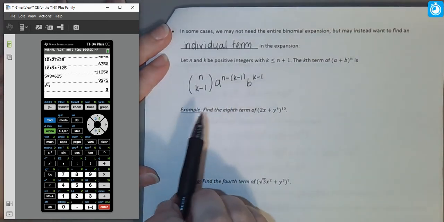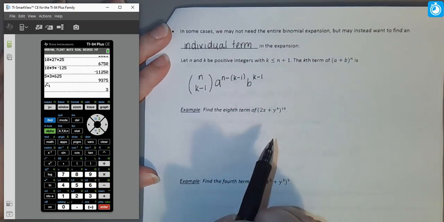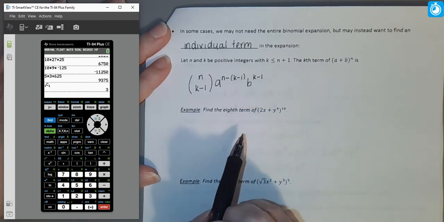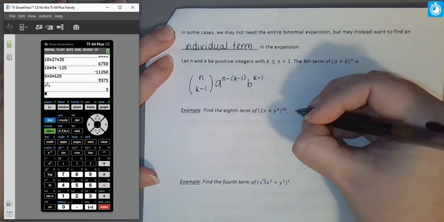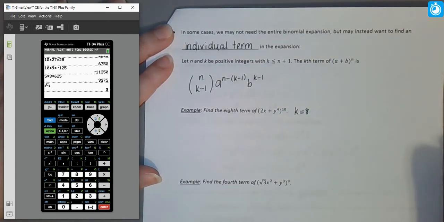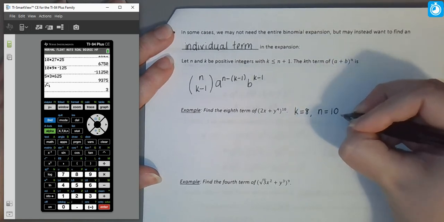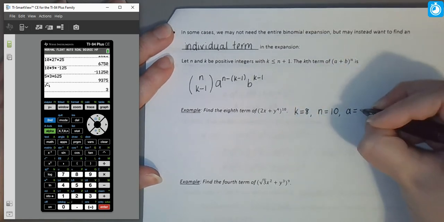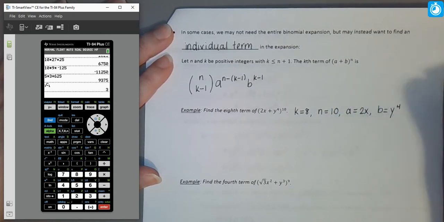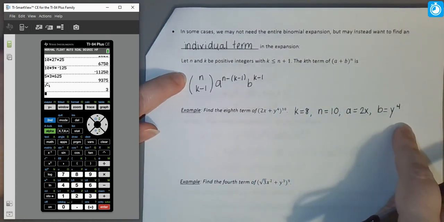So first, we want to find the 8th term of 2x plus y to the 4th quantity raised to the 10th power. In other words, rather than expanding all of this, let's just find the term that would be 8th in the list. So in other words, we want to find the term associated with k is equal to 8. So our value of n is going to be 10. Our value of a is going to be 2x. And our value of b is going to be y to the 4th power. So based on all of this, we have everything we need to find our individual term.